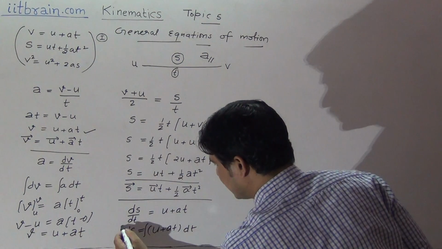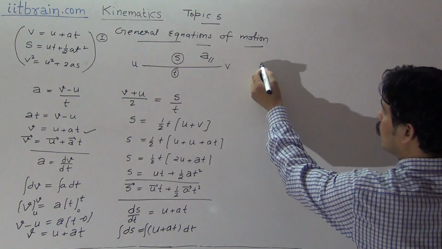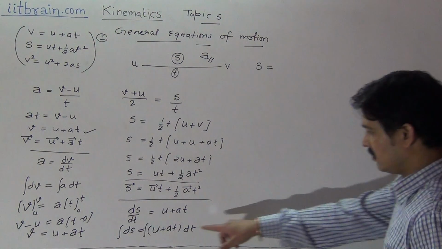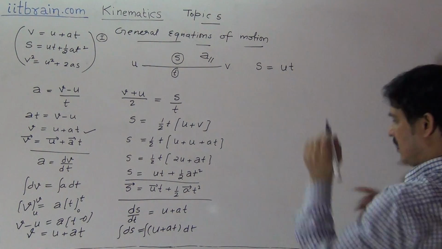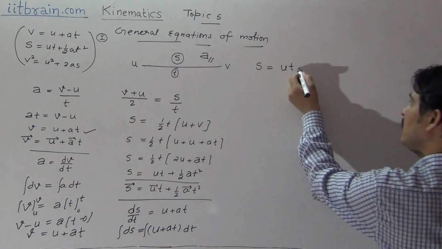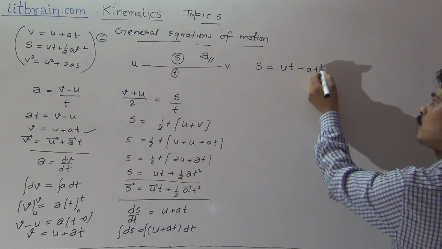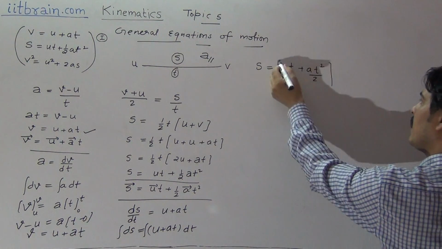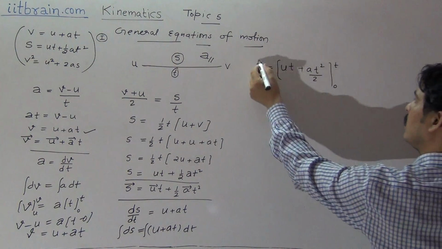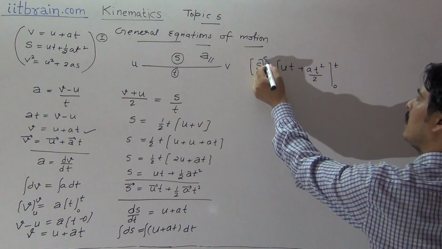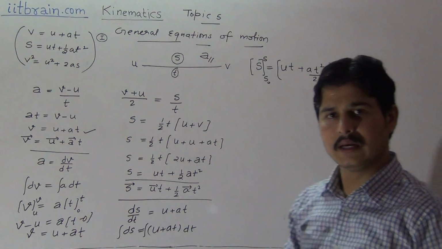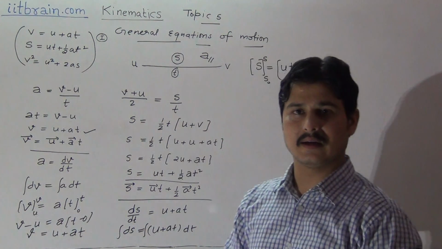Now integrate both the sides. You will get the integration of ds is s, and that of u, a constant, and integration of 1 is t, and that of at is at square by 2. Now apply the limits 0 to t, and for displacement the limits are from s0 to s. This s0 is for the initial position of the particle.